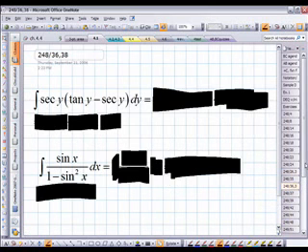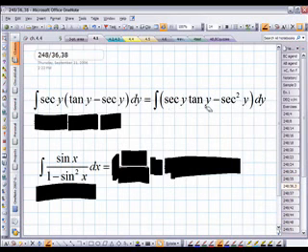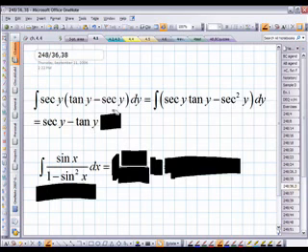More tricks. We distribute secant, and in distributing secant, now we have this integral. Now the integral of secant tangent is secant, because if you recall, the derivative of secant is secant tangent. Because the derivative of tangent is secant squared, the integral of secant squared is tangent, and then of course plus c.